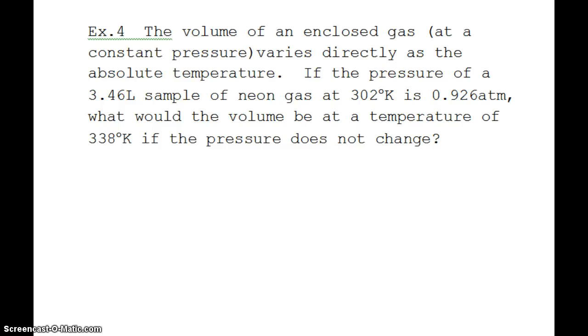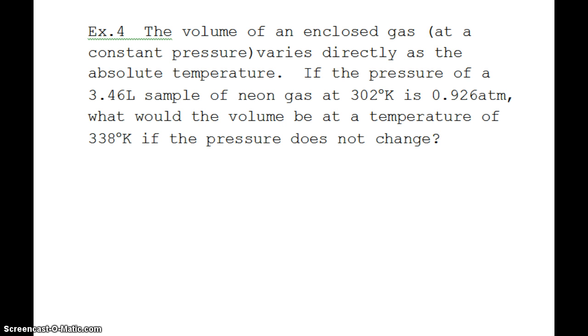Okay, we have one last problem here, and it's asking us to use direct variation in order to solve a little volume problem. It says the volume of an enclosed gas at a constant pressure varies directly as the absolute temperature. If the volume of a 3.46 liter sample of neon gas at 302 degrees Kelvin is 0.926 atmospheres, what would the volume be at a temperature of 338 degrees Kelvin if the pressure does not change?